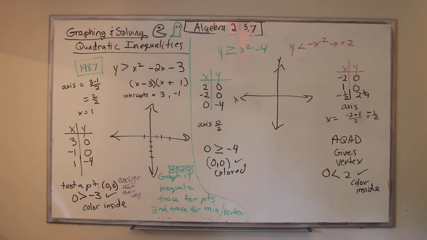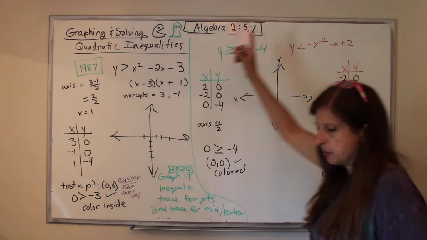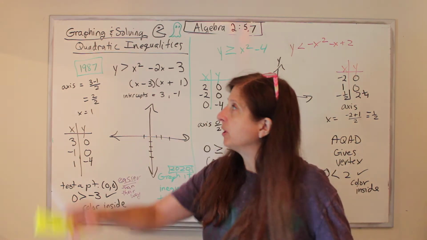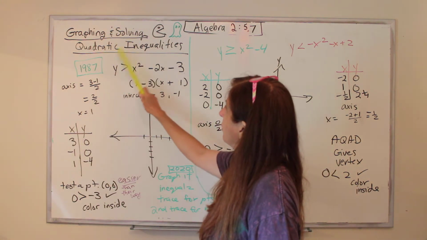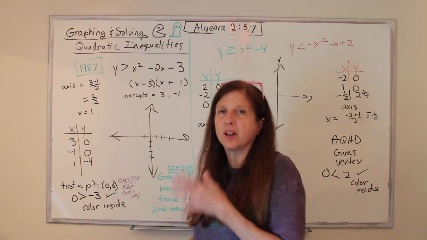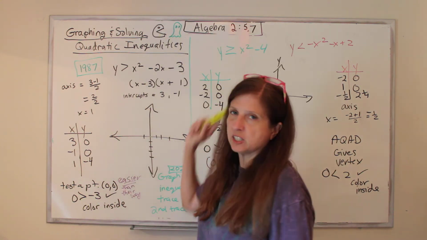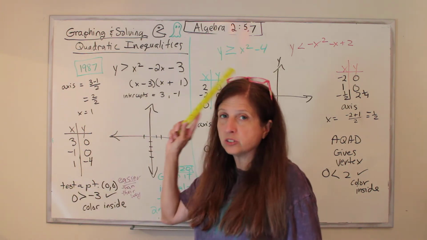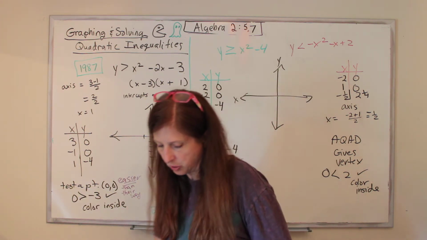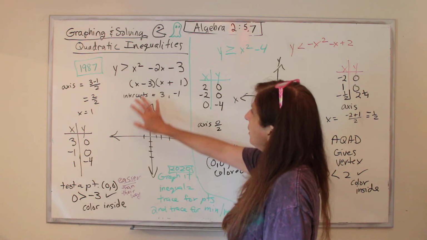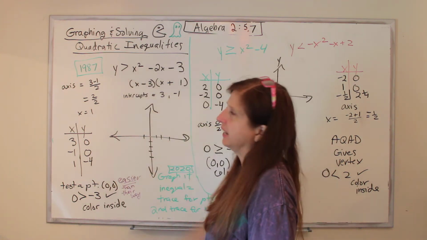Welcome back to Algebra 2, Chapter 5, Section 7 in this book. And we are talking about graphing and solving quadratic inequalities. Remember inequalities: greater than, less than, or equal to, which is Pac-Man eating the ghost, and he wants to eat more ghosts. So the mouth goes to whatever's bigger, and that's what Pac-Man wants to eat. Now what if it's a quadratic equation and an inequality?